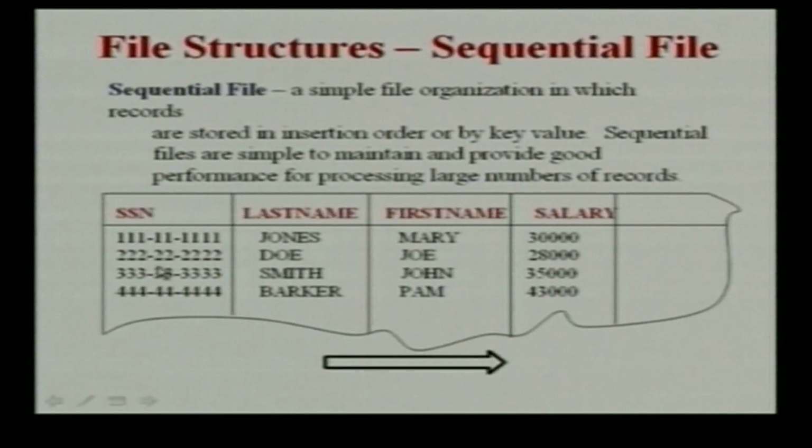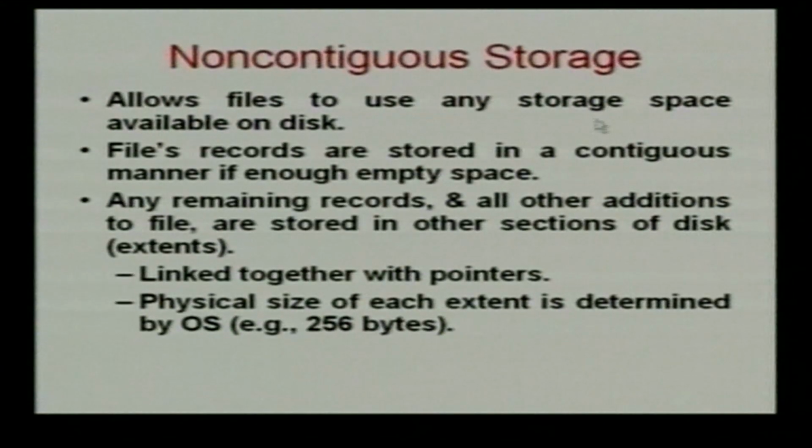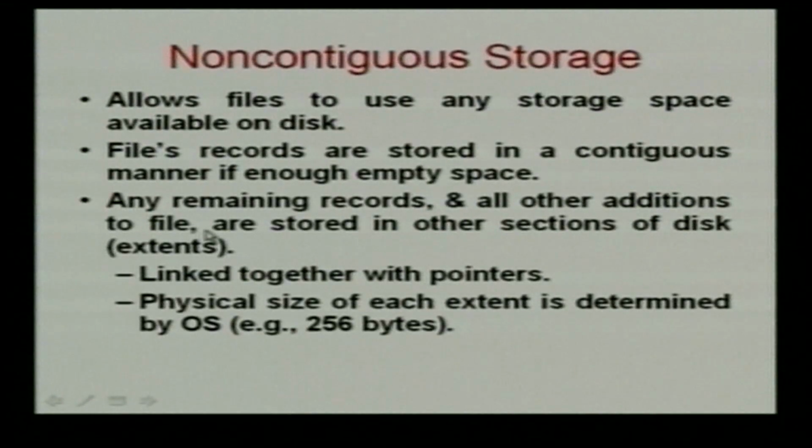Next we go to non-contiguous storage; that was about contiguous. What is the meaning of contiguous? All these records are stored physically near each other; they are allocated contiguous memory. Non-contiguous allows a file to use any storage space that is available on the disk. If there is contiguous space, it will use that. Unfortunately, you won't always have contiguous space, that is the problem. So whatever is contiguous, you allot it. Any remaining records or additions to the file are stored in other sections of the disk, not contiguously. These are called extents, and you can link these different parts of the file together through pointers. Depending on what the OS specifies, the physical size of each extent can vary.